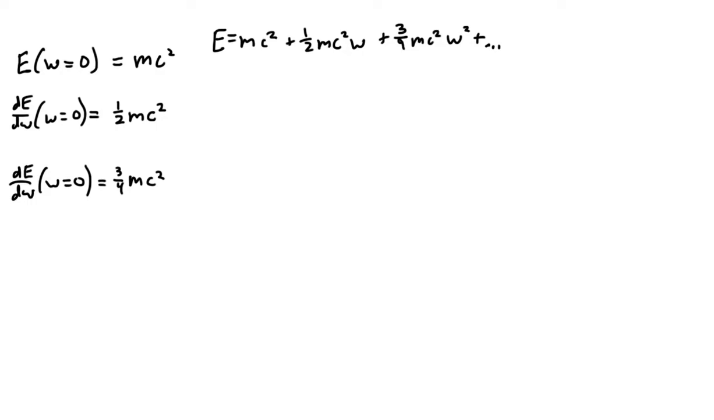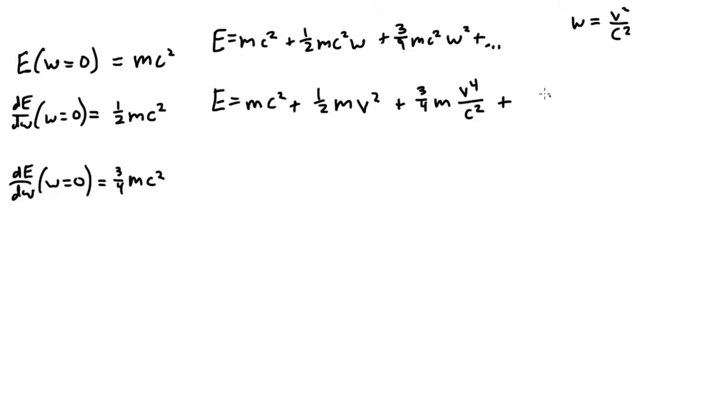So what we'll get is E equals mc squared plus 1/2 mc squared. And now remember, w is v squared over c squared. So when I take the w, v squared over c squared times this, I get 1/2 mv squared. Plus, now I get 3/4 m v to the 4th over c squared. And then plus some terms that are of order v to the 6th or greater. That's what this O means: terms on the order of v to the 6th or greater. These are what are called higher order terms, and they'll all have v to the 6th, then v to the 8th, then v to the 10th.